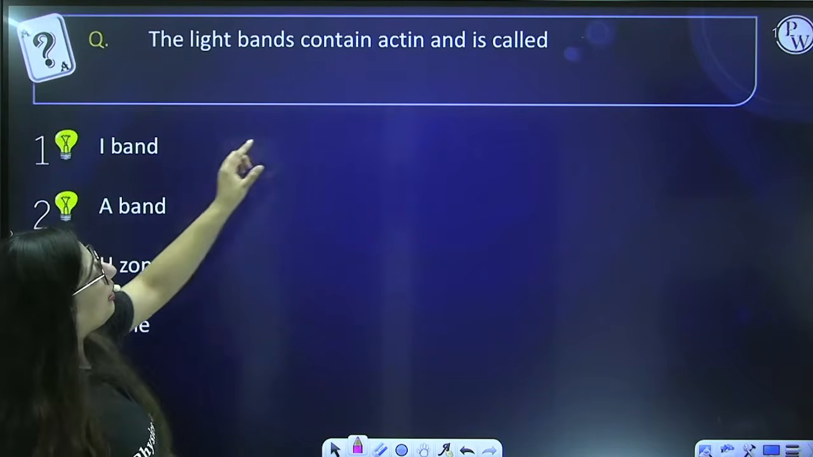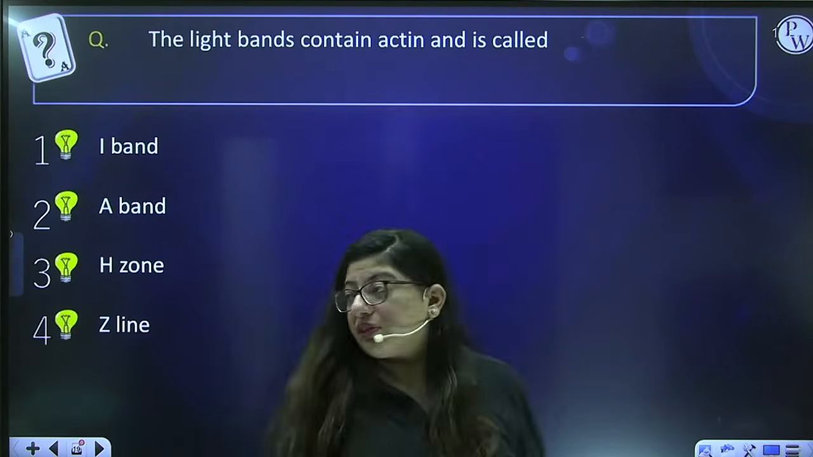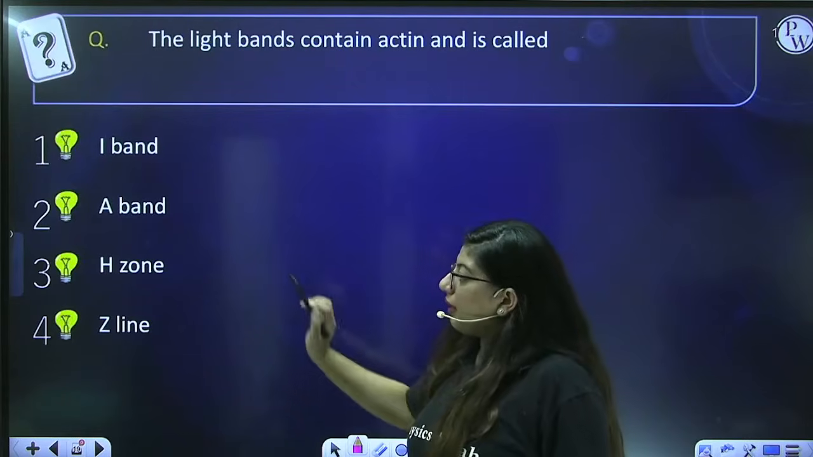The light band contains actin and is called: first, I band, A band, H zone, Z line.